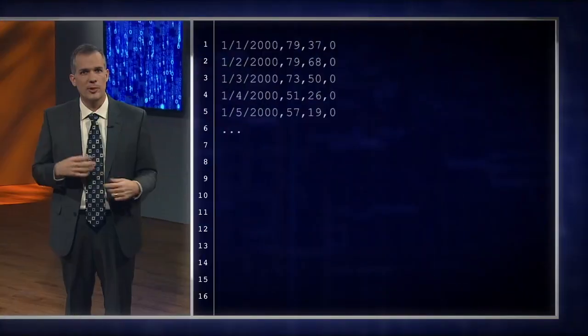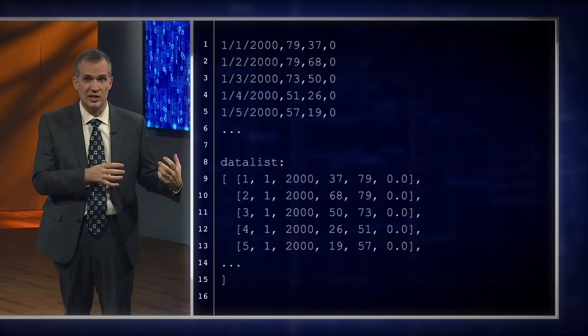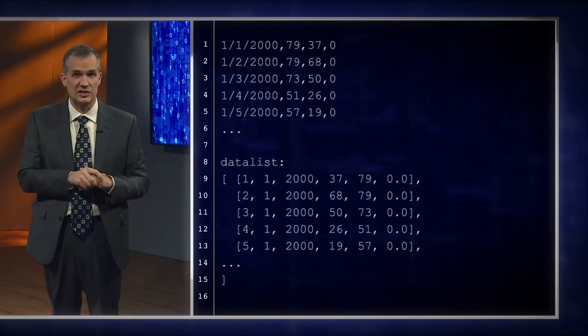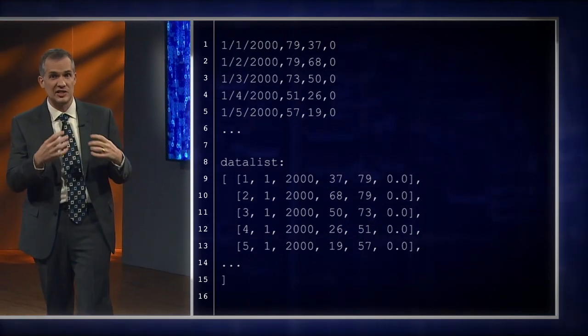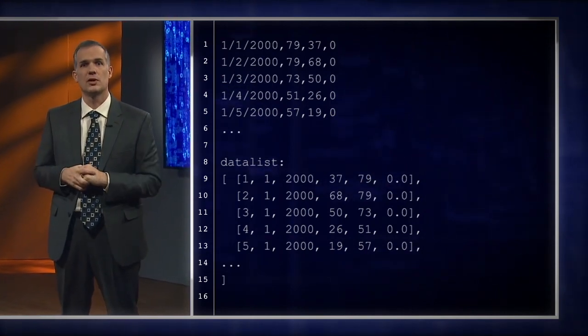Okay, now let's turn to a trickier part. We want to pull out all the historical data for the date we care about. Remember what the original data file looked like? We've read this into a data list, which is a list of lists. Each of the lists inside has the day, month, year, low temp, high temp, and rainfall.